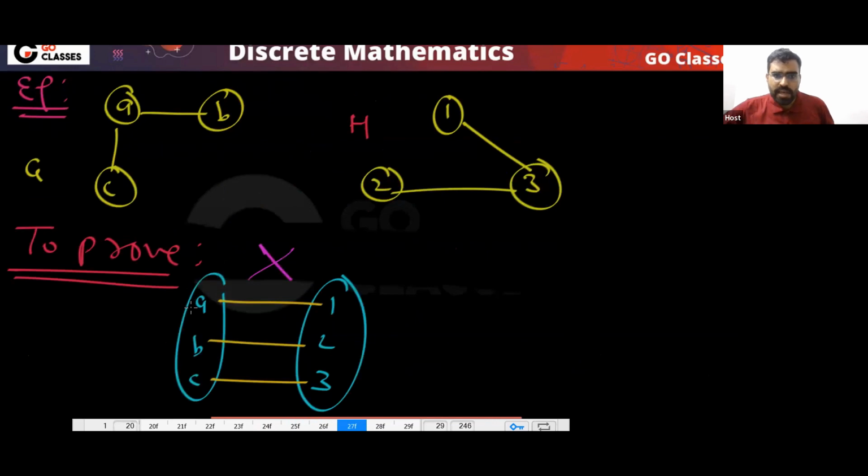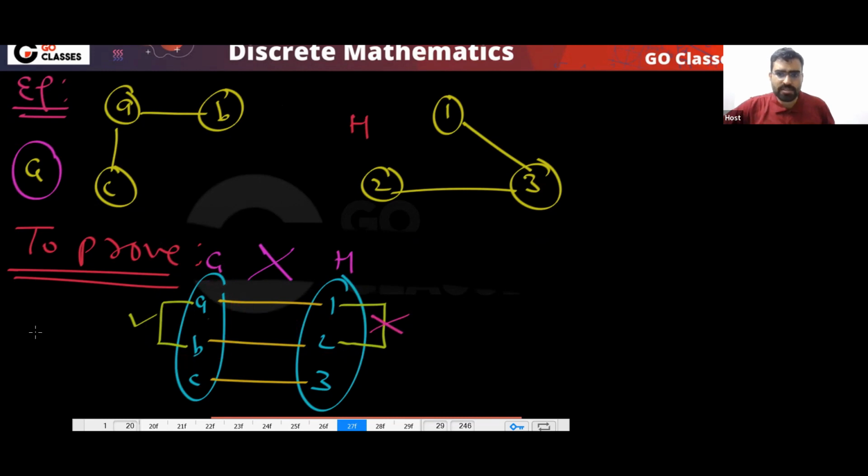It means that if they have an edge, then their images should also have an edge. Yes or no? See, this bijection will not work. Do A comma B have an edge in this graph G, and these are the vertices of H? Yes, they have an edge, right? Now their images should also have an edge. Do they have an edge? These two vertices have an edge, but their images don't have an edge. So edges are not preserved.